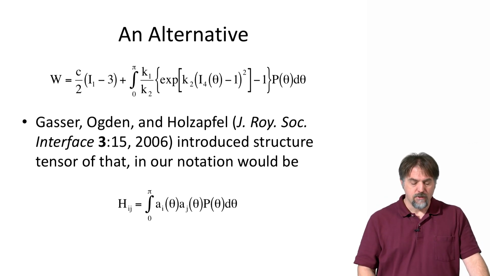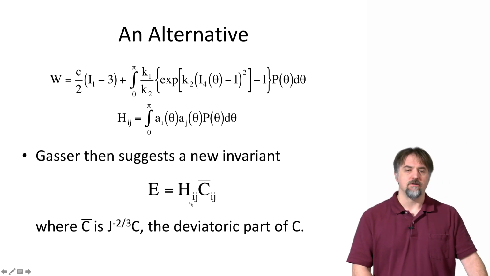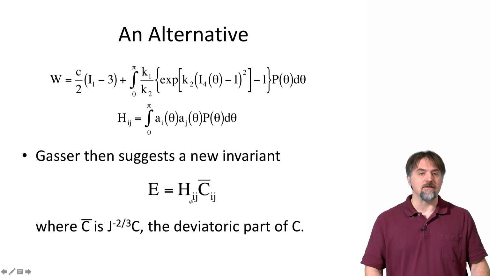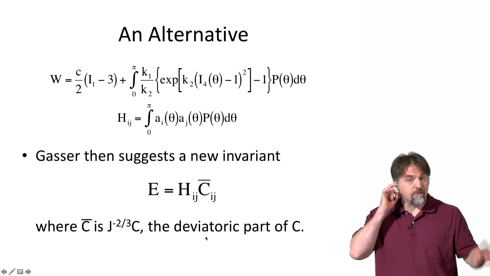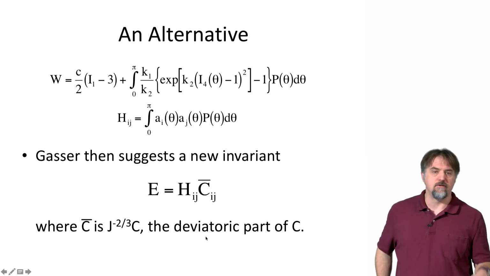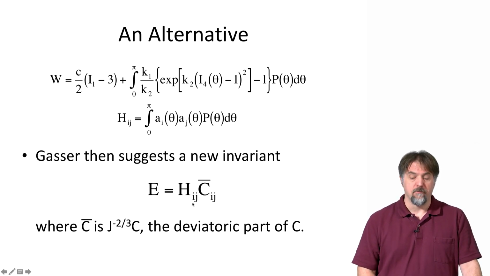Okay. So this is nice because you can see this is going to be I4-like, right? Because it's got that AIAJ in it. So here's my equation again. And if I say AIAJ, right, because if I multiplied AIAJ by C, I would get I4. And so Gathner suggested a new invariant, which is Hij times Cij. So this is the double contraction of H with C, and he's using the deviatoric invariant. But we're going to make things incompressible so that the J doesn't really matter. And so you see, this is like I4.